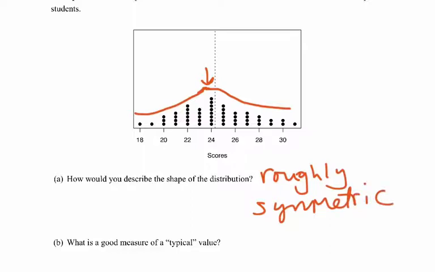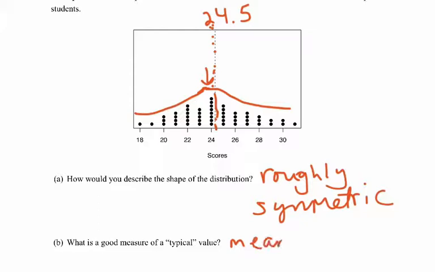What is a good measure of a typical value? And there's one descriptor that's missing from this picture, and that's this dotted line. So this dotted line actually represents the mean. And if I remember from this example, I believe this dotted line represented a value of around 24.5. So with that in mind, knowing that that right there corresponds to the mean for this distribution, would you agree that the mean would work as a typical value? And I would say yes.